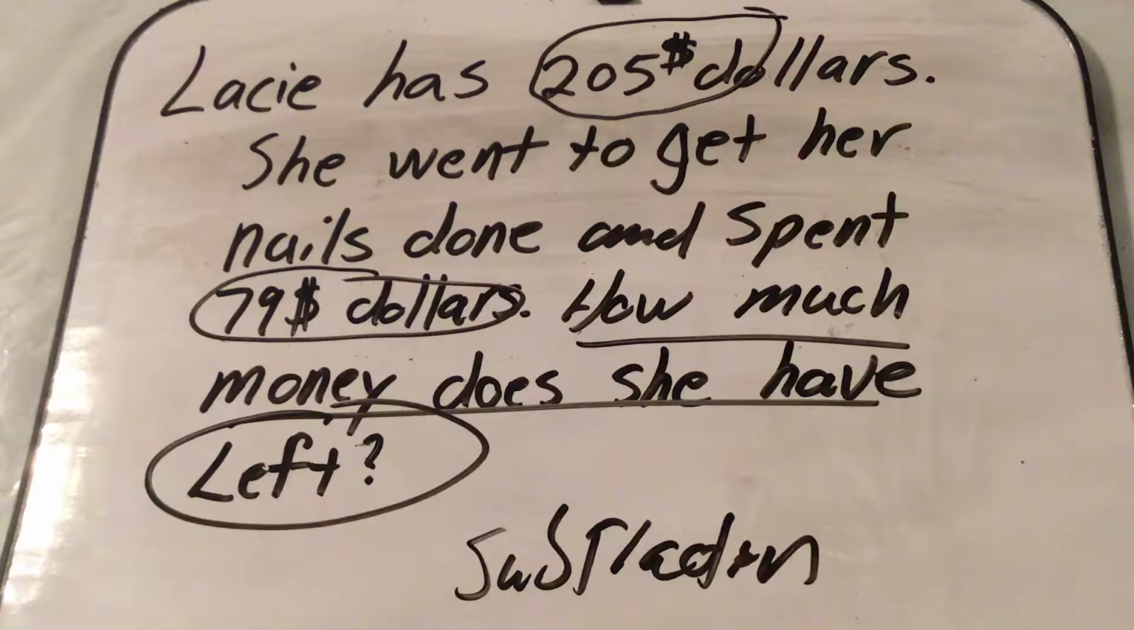Okay, today we have a word problem that we're going to figure out. And to figure out a word problem, the first thing you have to do is read it. Okay, so Lacey has $205. She went to get her nails done and spent $79. How much money does she have left?